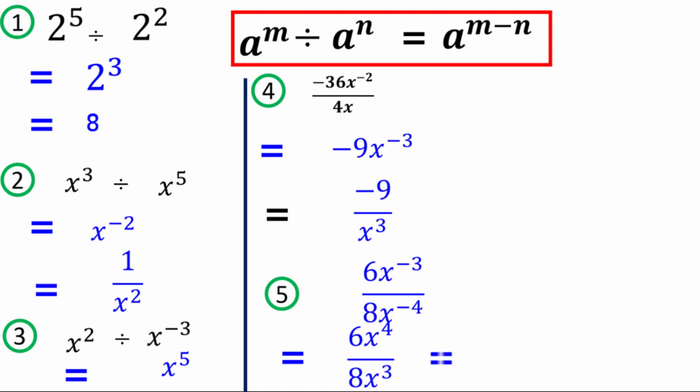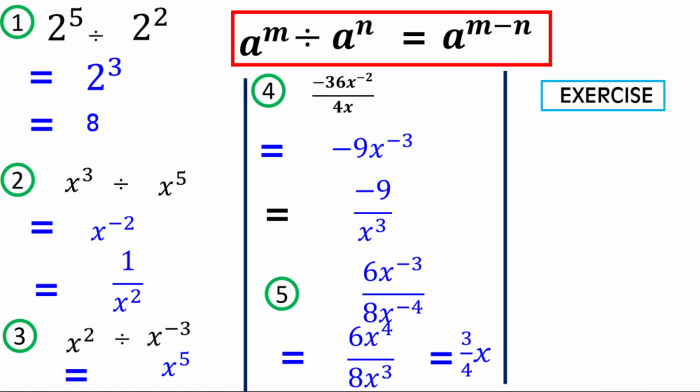We can simplify the fraction to be 3 over 4, and x raised to the power 4 divided by x raised to the power 3. We can subtract the two powers here. 4 minus 3 equals 1, so we have here x raised to the power 1. So the value of the expression will be 3 over 4 x raised to the power 1. Apply the rule. When we divide, we will subtract the two powers, m minus n, so don't forget this rule.